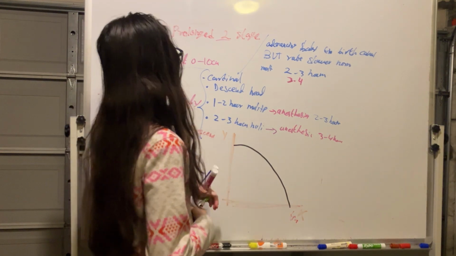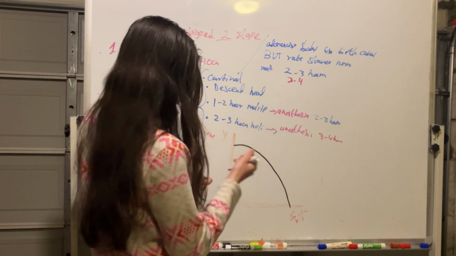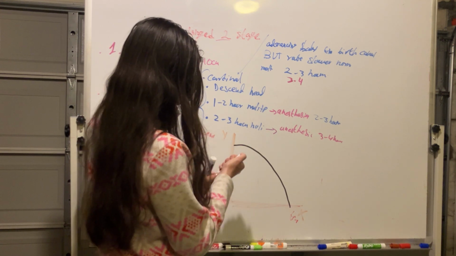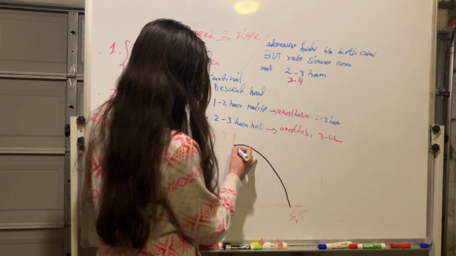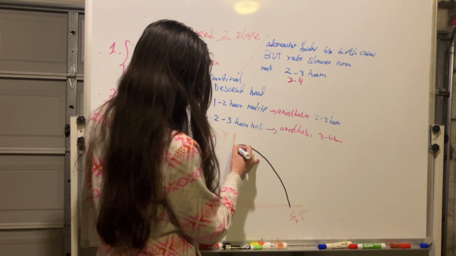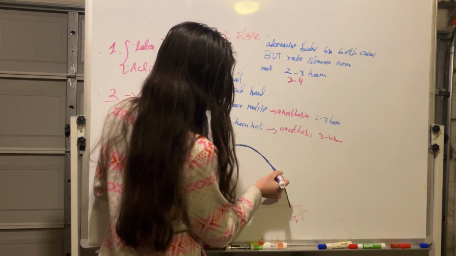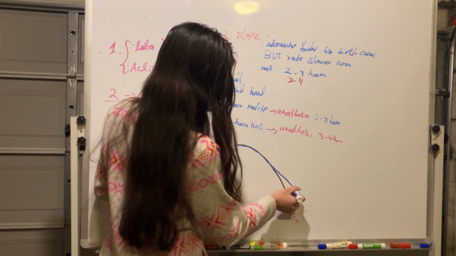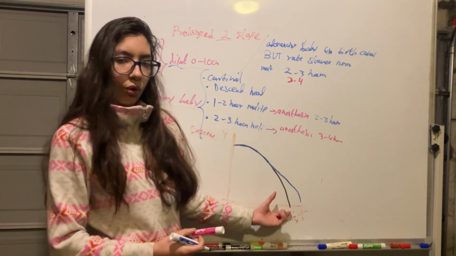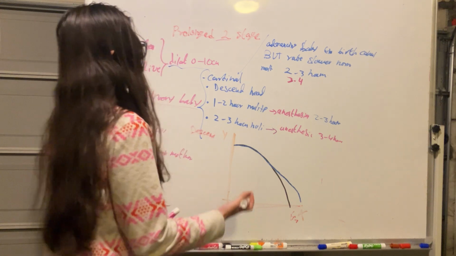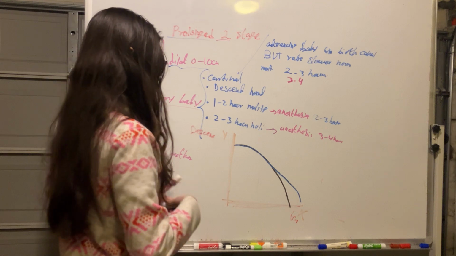But if we have prolonged stage 2, then this will look like this: we can start at the same time, but then at some point this is taking longer. So we still have descent of the fetal head, it's just taking longer than normal. And this is opposed to the other term we are going to review, that is arrest of stage 2.